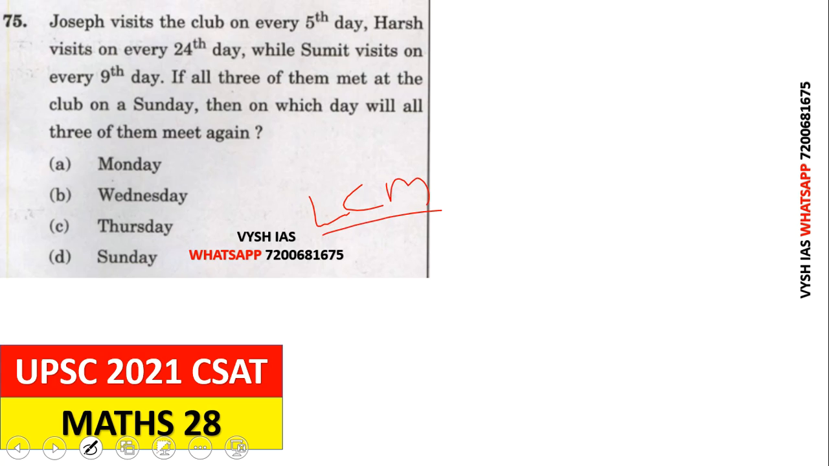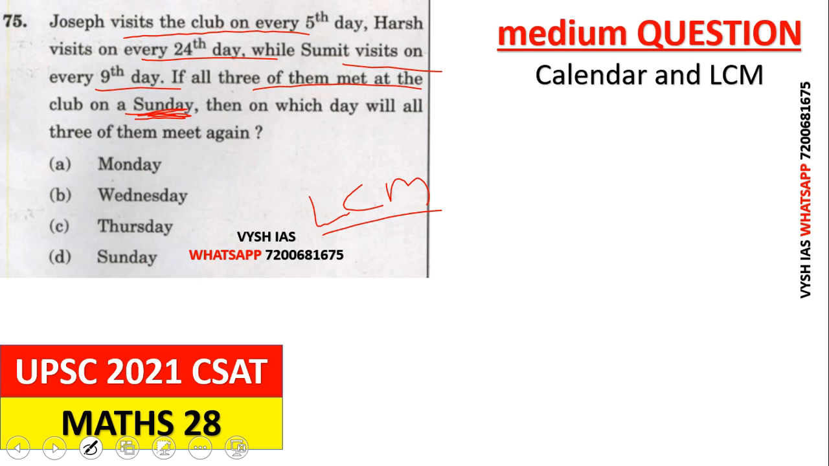3 people are there. Joseph goes to a club on the 5th day. Harsh goes to the same club on the 24th day. Sumit goes to the same club on the 9th day. They are asking, if all of them meet together one day, on a Sunday, when is the next possible day they will meet again? Okay, so in such questions, this is what is given.